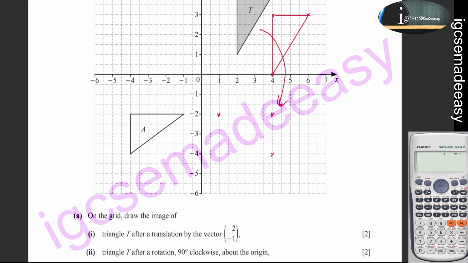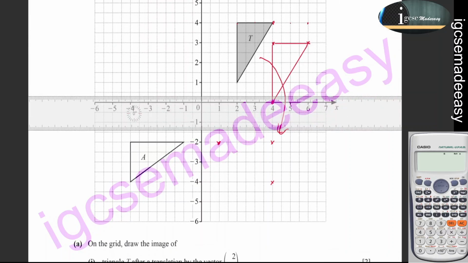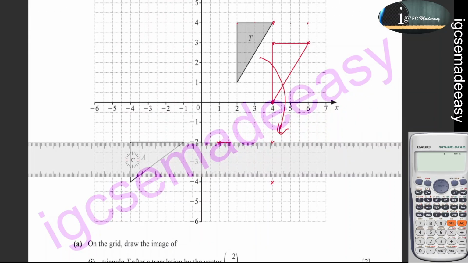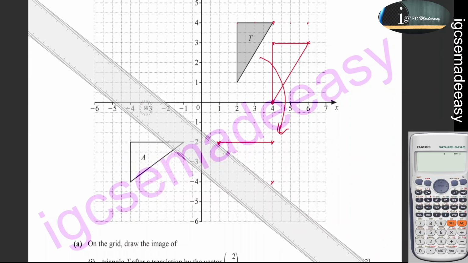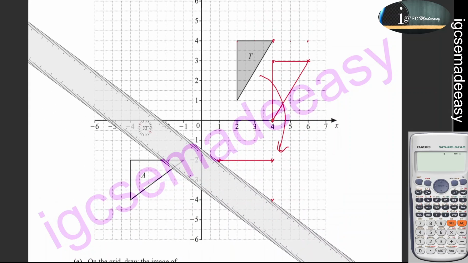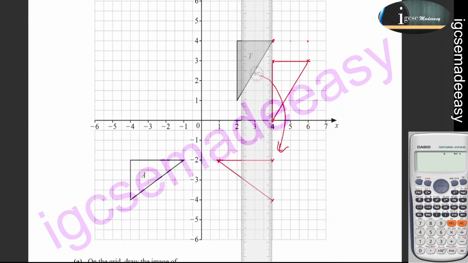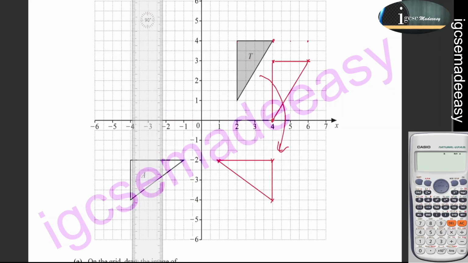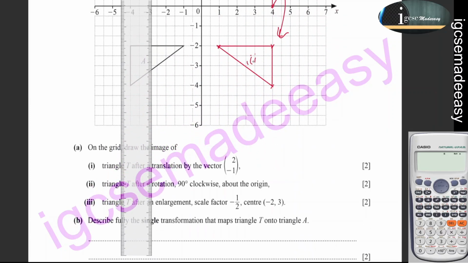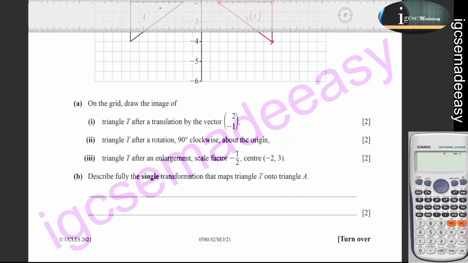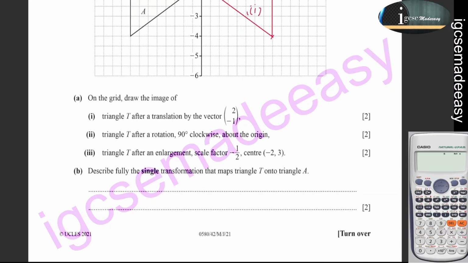So make sure that you use your trace paper and place the center of rotation at 0 comma 0, right? And then you can draw it easily like this. This will be your answer. You can verify the coordinates. Okay, this is part 2. So let's move on to part 3.